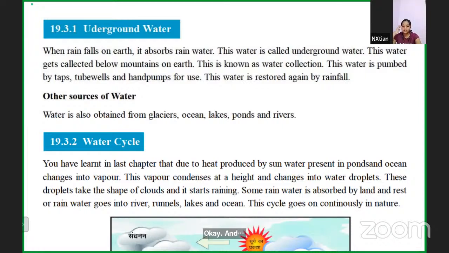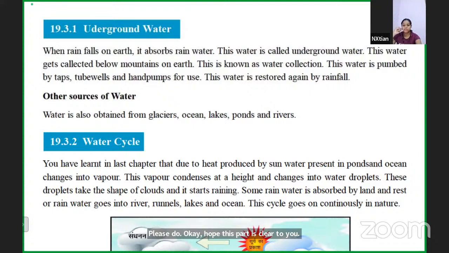Now this water is pumped by taps, tube wells, and hand pumps for use. We take this water out via taps, tube wells, hand pumps to use it. Now this water is restored again by rainfall. When rainfall happens, this water is again restored. Hope this part is clear to you all. Any doubts still here?